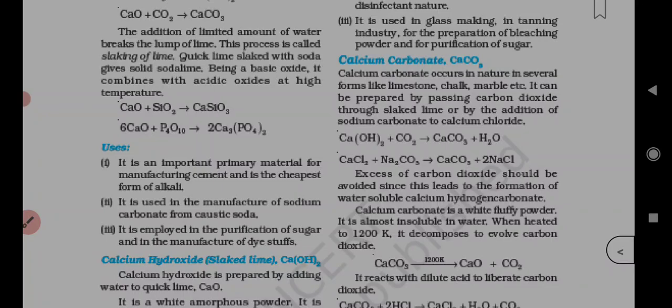On passing excess of carbon dioxide, the precipitate dissolves to form calcium hydrogen carbonate. Calcium carbonate plus carbon dioxide plus water will form calcium hydrogen carbonate, bicarbonate. If you pass excess of carbon dioxide, the calcium carbonate that is formed will react with carbon dioxide.